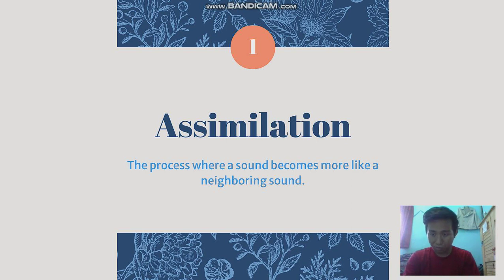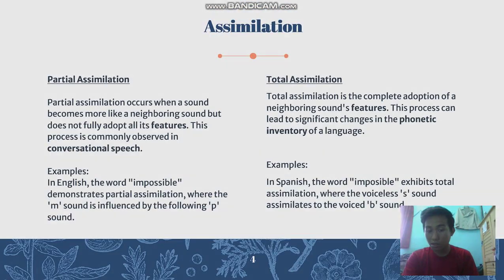In terms of one or more of its particular features, these features include aspects like place of articulation, manner of articulation, voicing or nasalization. Assimilation often occurs to make speech production more efficient or to create a smoother, more connected flow of sounds in spoken language. And in assimilation, we have different types of assimilation.